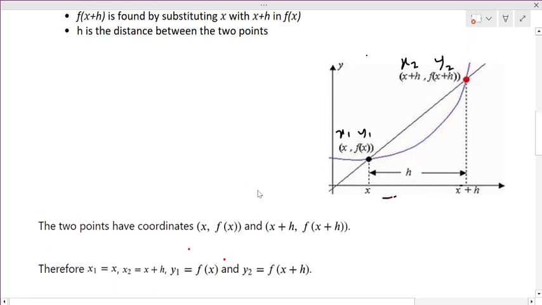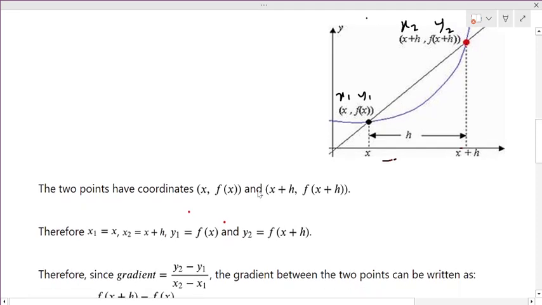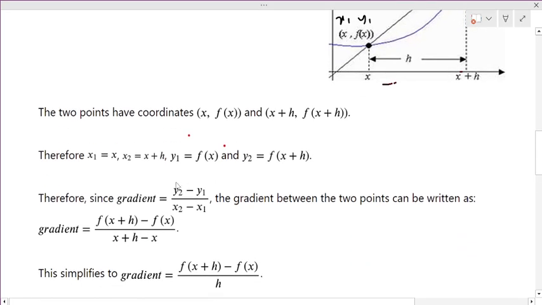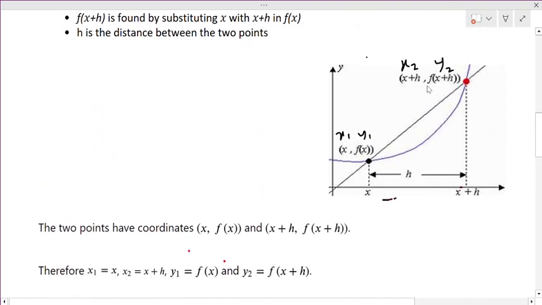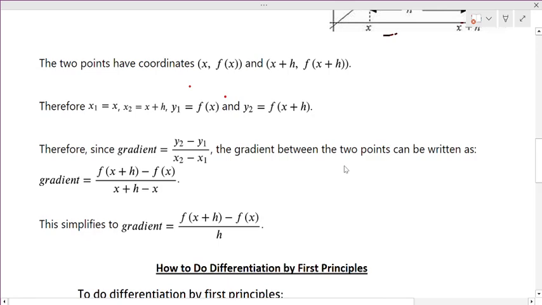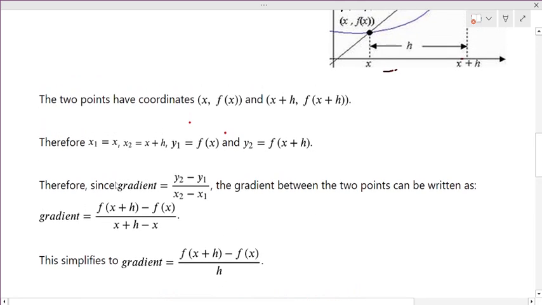You know that the gradient is y2 minus y1 over x2 minus x1, and this is the formula of the gradient. So our y2 here is f of x plus h, our y1 is f of x, our x2 is x plus h, and our x1 is x. If I do substitution, you see that I get f of x plus h minus f of x over x plus h minus x. But this x will cancel this x, leaving our h.